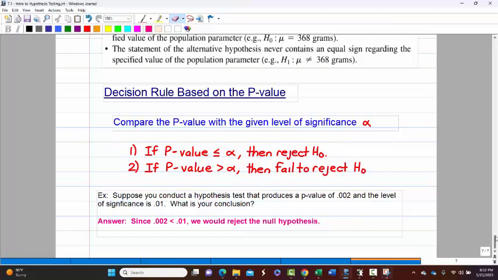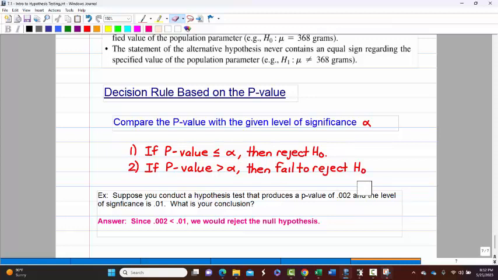So now we're getting our first taste of the rejections. Using the p-value with the given level of significance alpha, if the p-value is less than or equal to alpha, then you reject that Ho. Ho is gone. We reject the Ho, we support the alternative. If the p-value is greater than alpha, then we fail to reject that Ho.